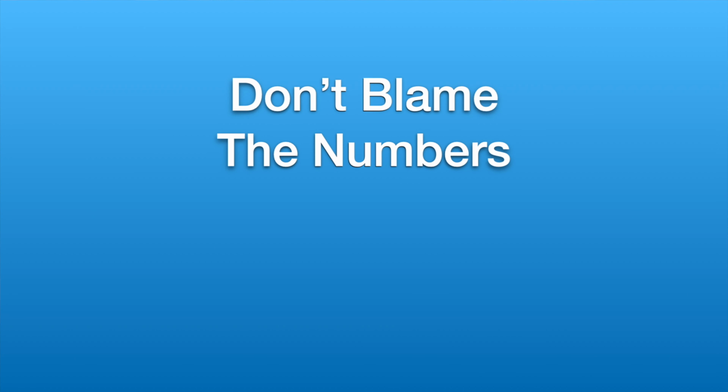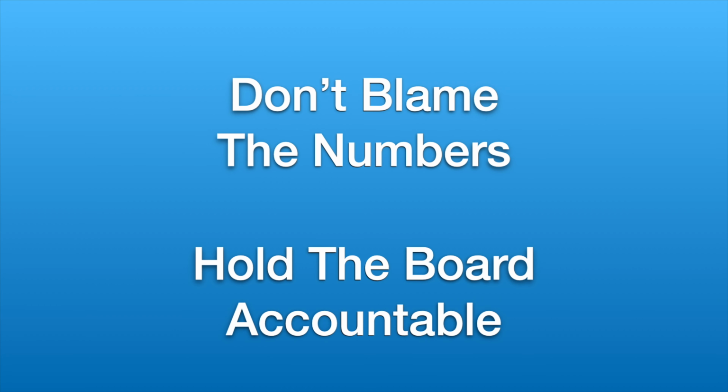We need to add another member to make it an odd number. So, don't blame the numbers. Instead, hold the board accountable. If the board members are unwilling to accept their responsibility to find solutions despite their differences, you don't need a different number of board members. You need different board members.